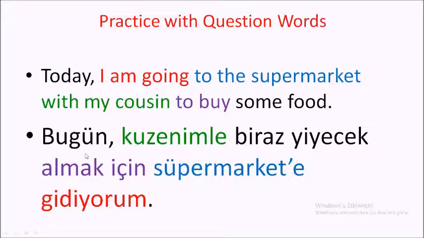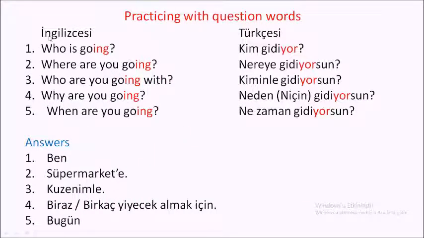Okay, let's repeat one more time. Bugün kuzenimle biraz yiyecek almak için süpermarkete gidiyorum. Alright? So here, I will now make some dialogues and practice with question sentences. As you see, in different colors, there might be 4 or 5, maybe 6 dialogues only with this sentence. Let's see examples now. Look, on the left, as you see, English questions, and on the right, Turkish questions.